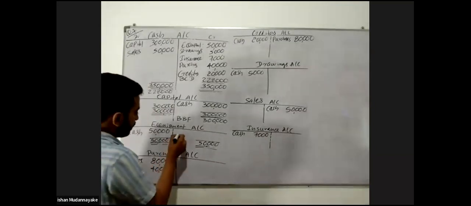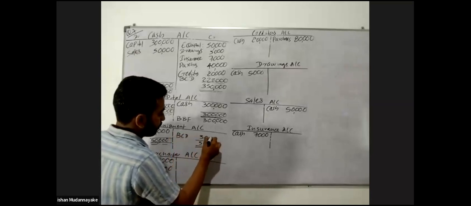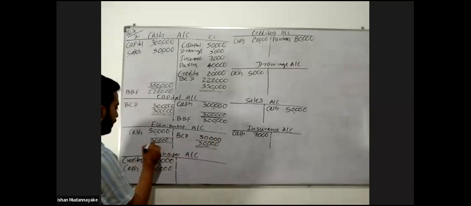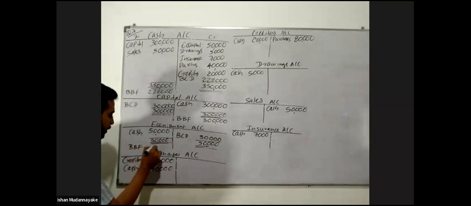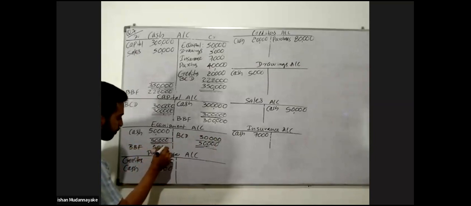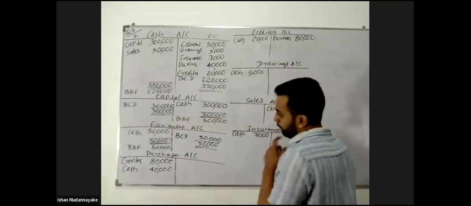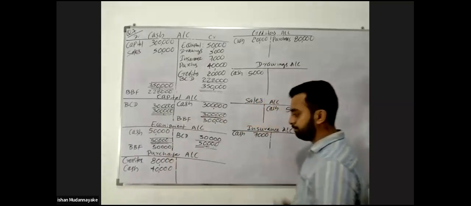And then balance carried down 50,000. And then here, balance brought forward 50,000.